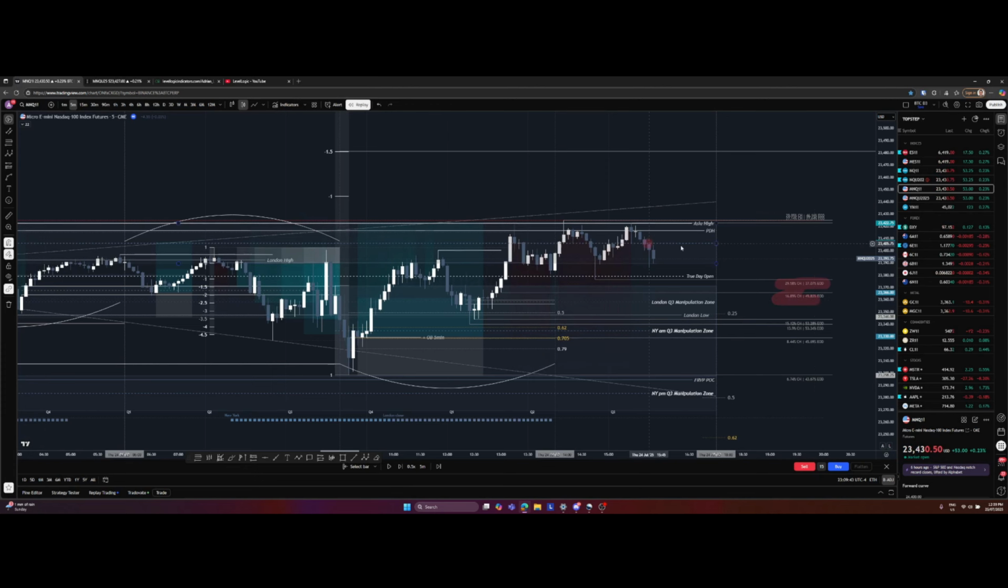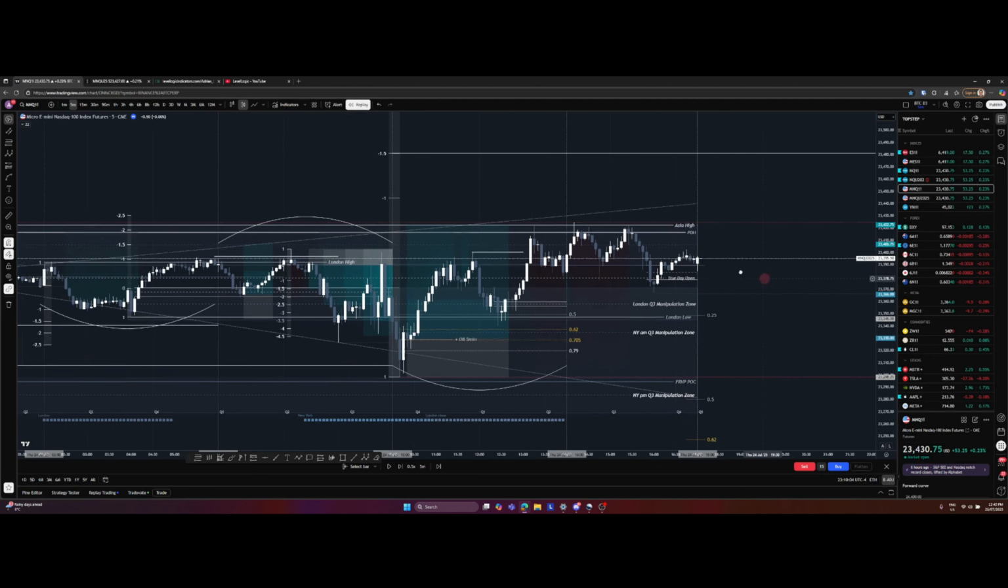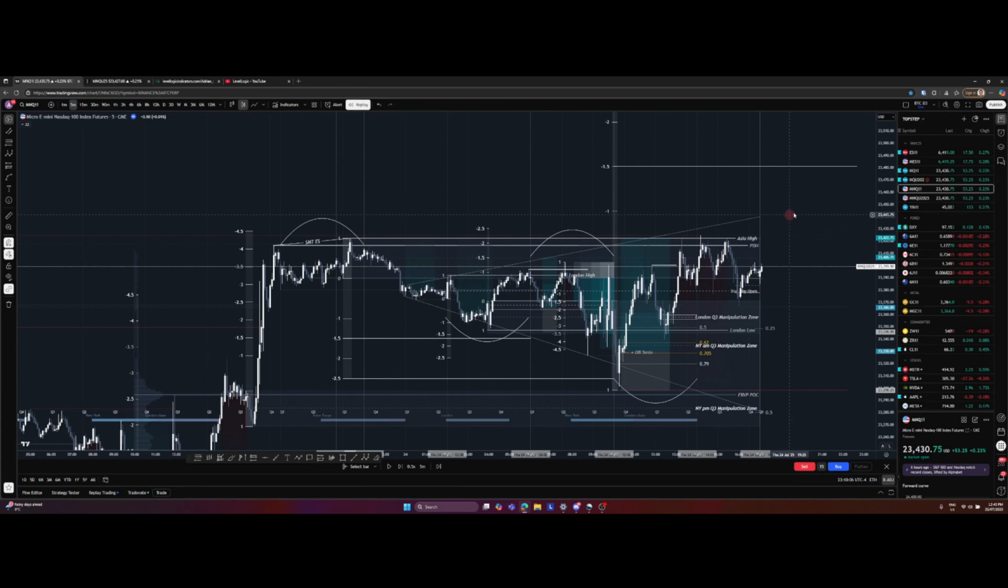Data, if you were looking for shorts up here, just to stay out of it and let the consolidation happen for the PM. True day open retest there. Another inverted civvy. And that's it to end the day.